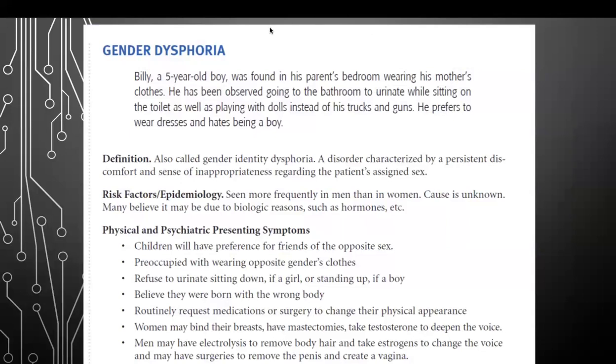So gender dysphoria is a condition where the patient has a persistent discomfort and a sense of inappropriateness regarding the patient's assigned sex. So gender dysphoric disorder or gender identity disorder is a disorder characterized by a persistent discomfort and a sense of inappropriateness regarding the patient's assigned sex.